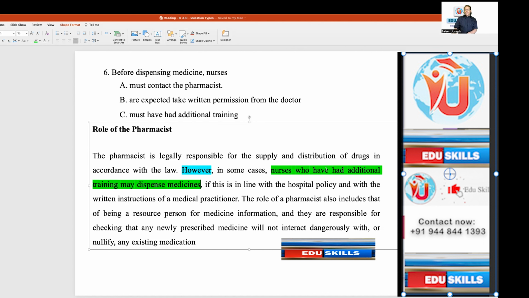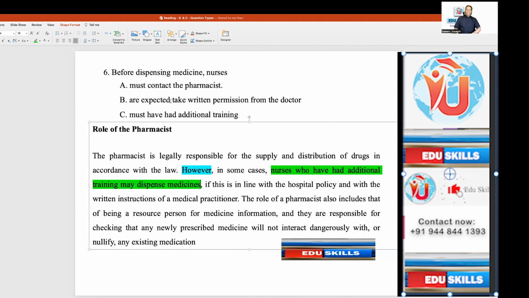So which is the option? Nurses who have had additional training may dispense medicine. B. C is the C1 must have had additional training. C is the answer, Father? B, because here it says who had additional training may dispense medicines. C1 is saying must have had additional training. Okay. Now C is the answer.